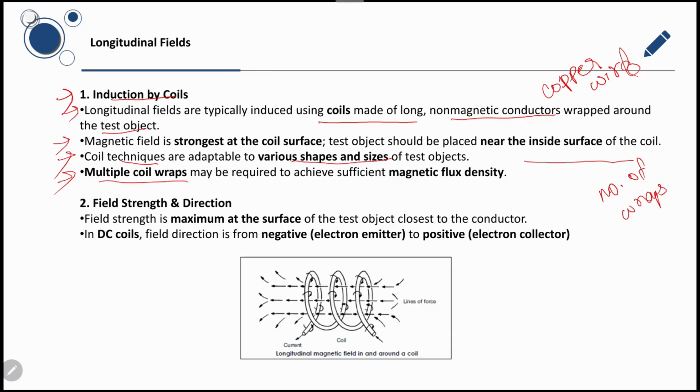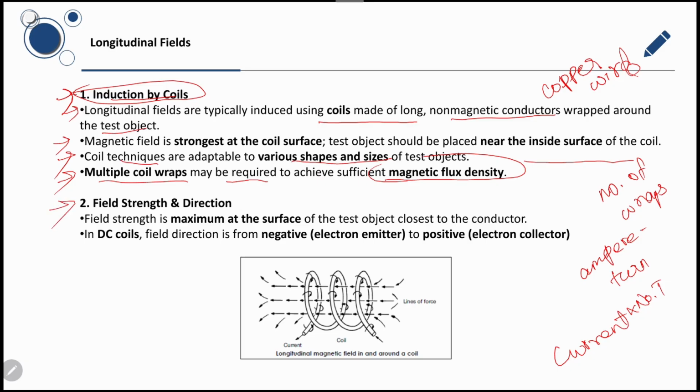Multiple coil wraps may be required to achieve sufficient magnetic flux density. Increasing the number of coil wraps increases the ampere turns, that means current times number of turns, which increases magnetic flux density. Sometimes multiple wraps are required for adequate magnetization. So, these are the points of induction by coils.